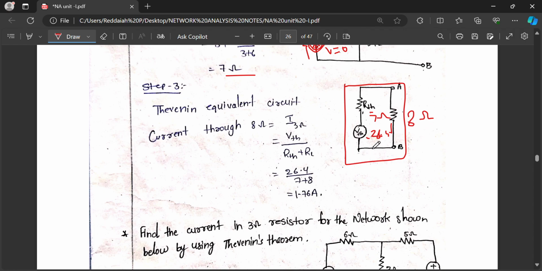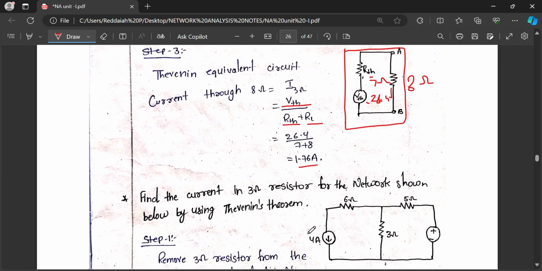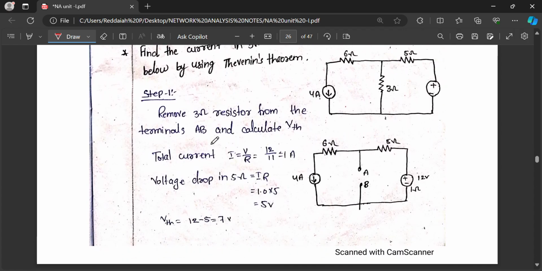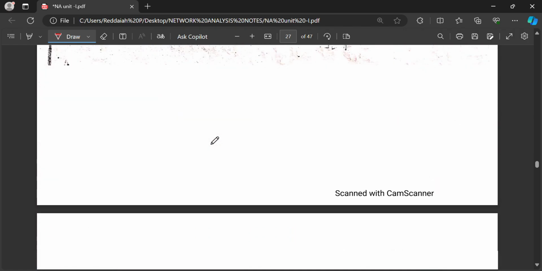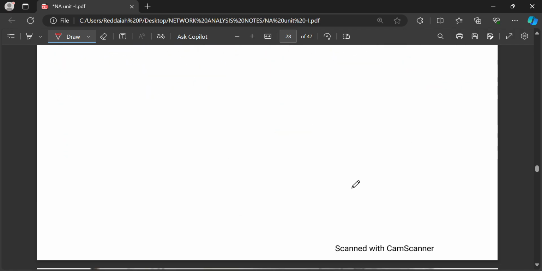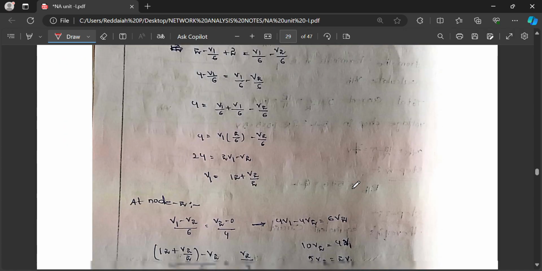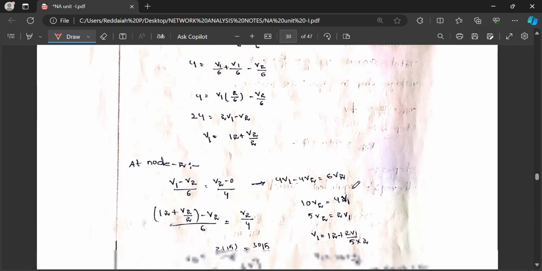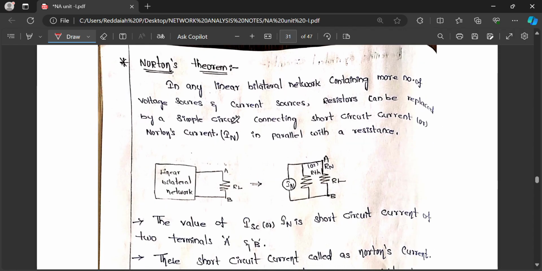Now we can calculate the current in 8 ohm. Current through 8 ohm is VTH by RTH plus RL. This formula we have to remember. That is, current through 8 ohm is 1.76. In similar manner you can solve this problem. Another important problem: find the current through 2 ohm, also by using Thevenin's theorem. These solved problems you can find.